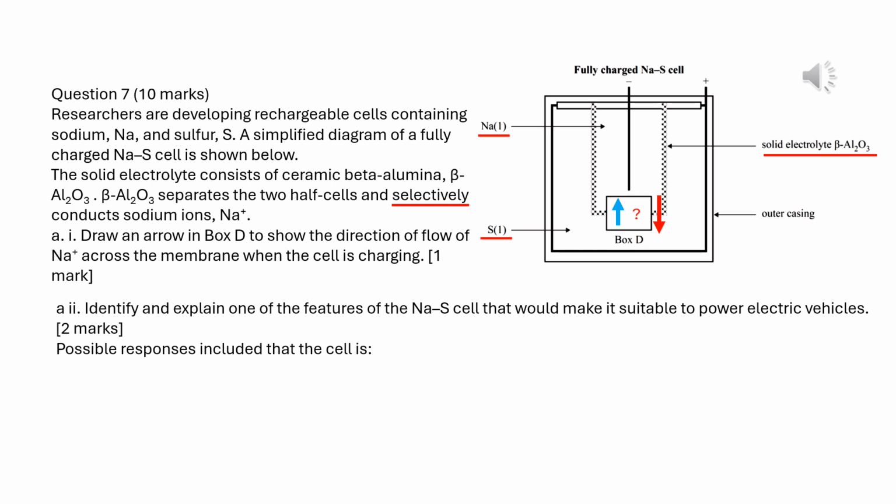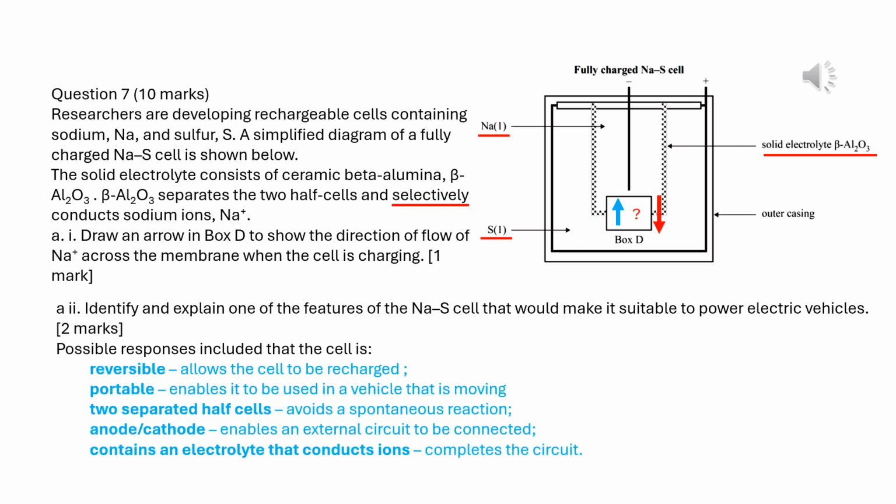Just write the 2 features of the NHT cell because of 2 marks. 2 of the responses are okay: reversible, portable, 2 separated half cells, anode/cathode, or an electrolyte. I prefer reversible and portable because this cell is suitable for vehicles.